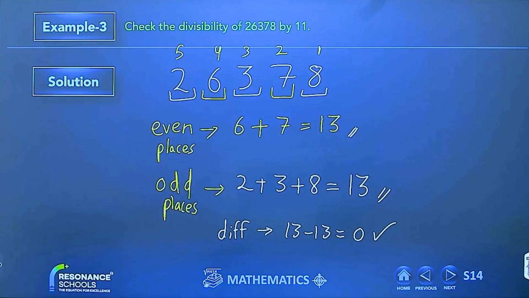Yes, Kritika, tell me. Yes, add 6 and 7. 13. Subtract 13 and 13. 0. So that is what the rule says: if you get 0, 11 or a multiple of 11, then it is divisible by 11. Clear? Clear, Jayanandan?